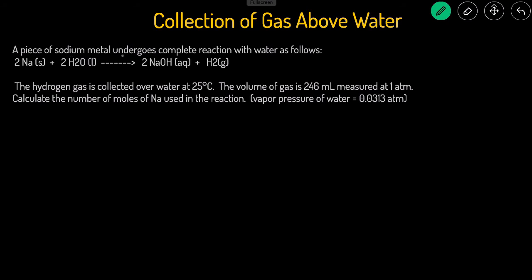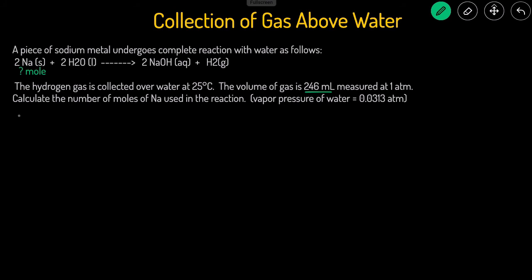We're given that a piece of sodium metal undergoes the following reaction with water. The hydrogen gas is collected over H2O at 25 degrees Celsius. The volume of the gas that's collected is 246 milliliters, measured at 1 atm, and then we have to calculate the moles of the sodium that's used. So we're given the volume, and then we have to calculate the moles. Very, very similar to the previous problem.